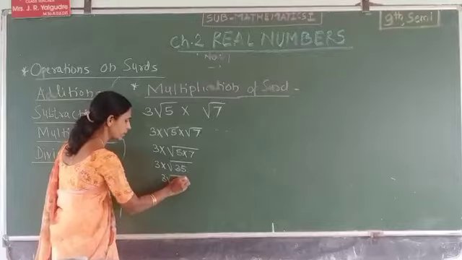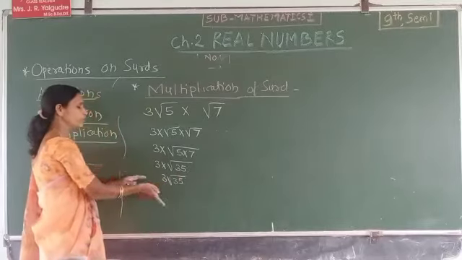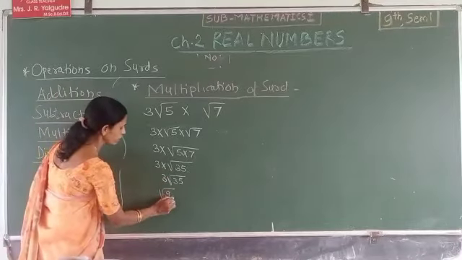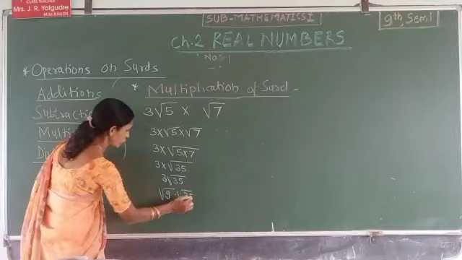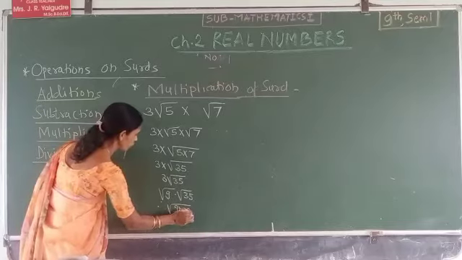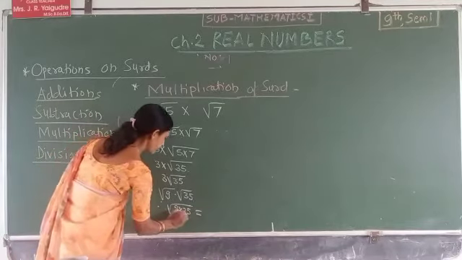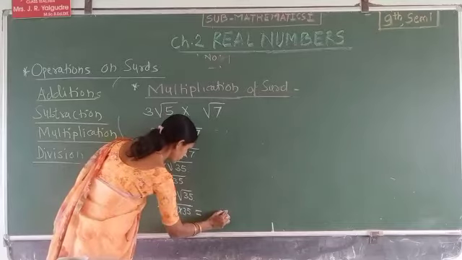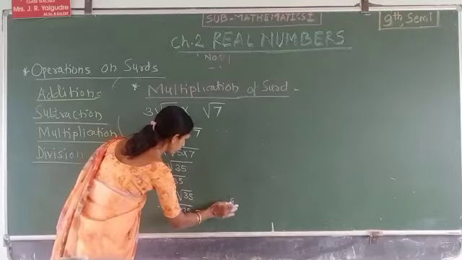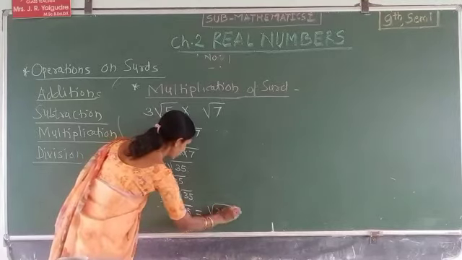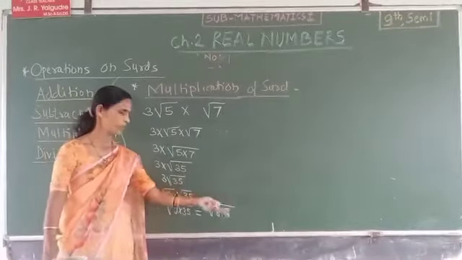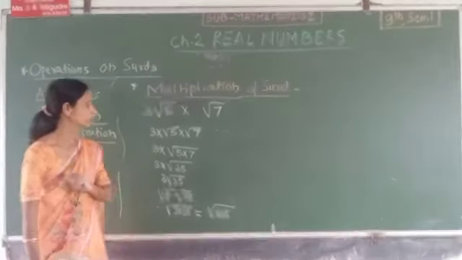That means we can write 3 root 35, or we can convert it into mixed surd, that is 3 means root 9 into root 35, and therefore here root 9 into 35. That means 9 5s are 45, carry 4, 9 3s are 27 plus 4, that is 31, root 315. Or we can write this in its simplest form also.